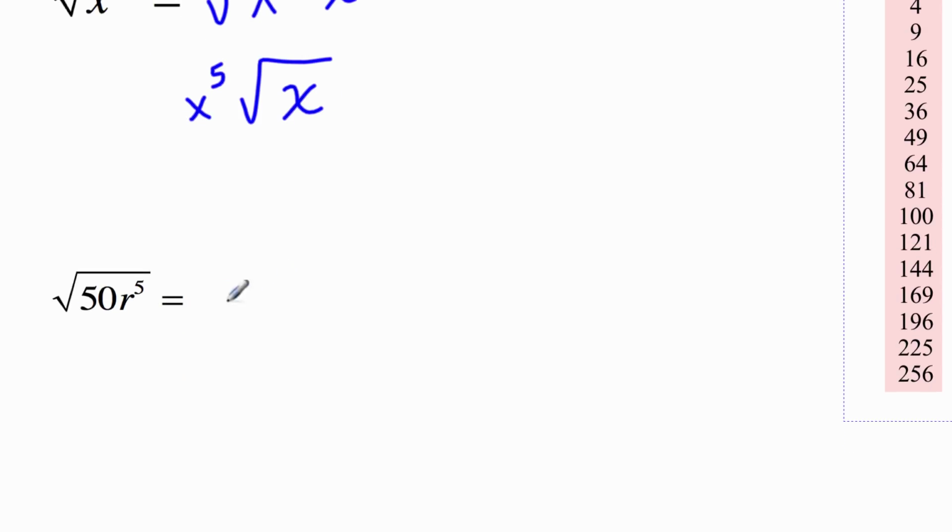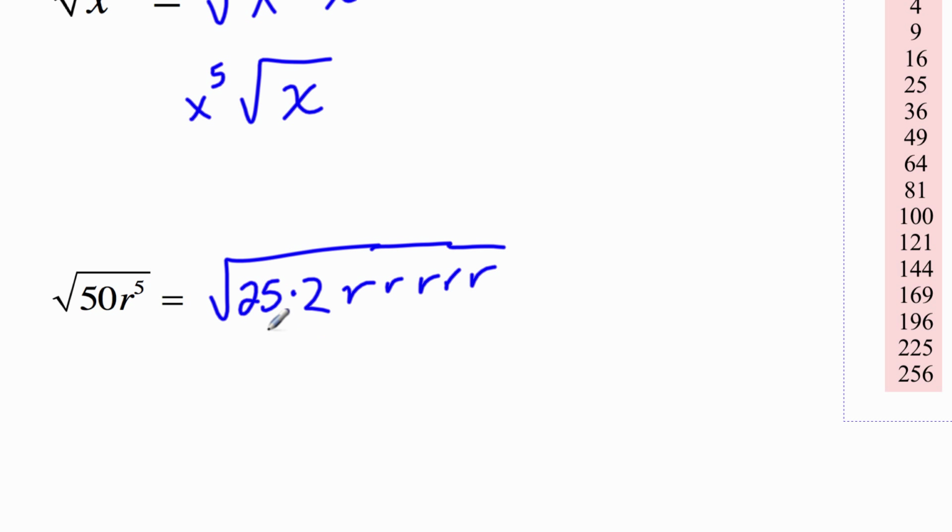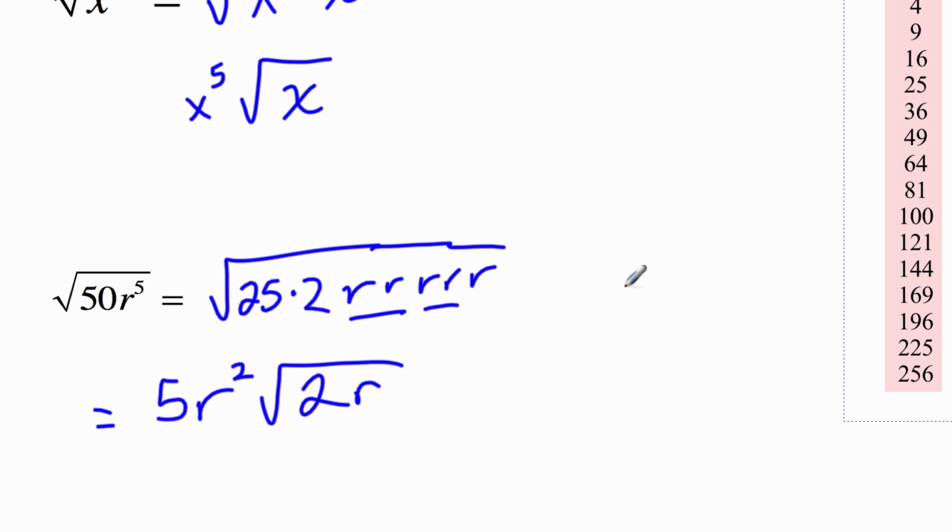Try this one. Square root of 50r to the 5th. Okay, 50, 25 times 2, and then times r to the 5th. Let me write my 5 r's. There's 5 r's. Square root of 25 is 5, so that could come out. Here's 2 r's. I could bring 1 r out. Another 2 r's. I could bring another r out, so r squared out. And then it looks like I'm going to be stuck with this 2 and this r, still inside the square root sign. So this would be the simplification of that one.